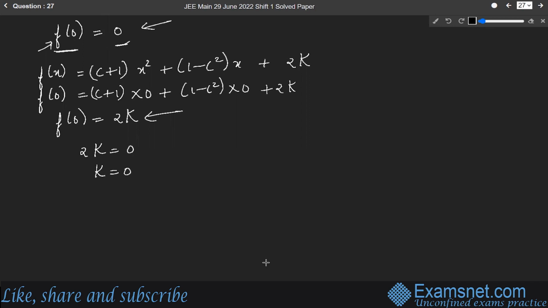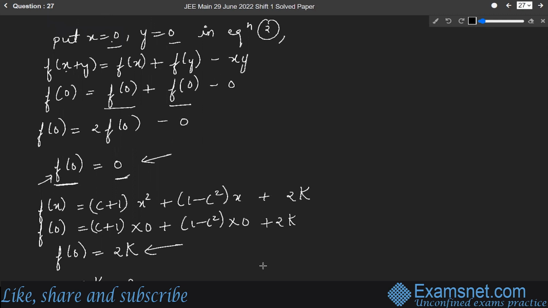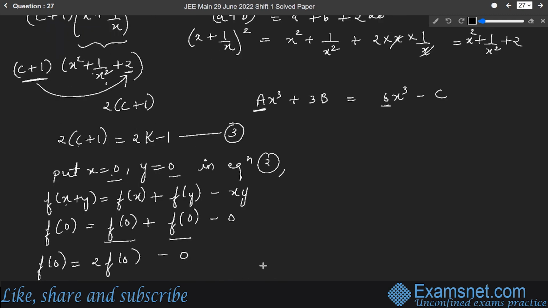We can find the value of c by putting it in equation number third. So what is equation number third? It is 2 into (c plus 1) is equal to 2k minus 1. We know that k is equal to 0, right? So we put k is equal to 0 here to get the value of c. So 2 into (c plus 1) is equal to 2 into 0 minus 1, so c plus 1 will be equal to minus 1 by 2.